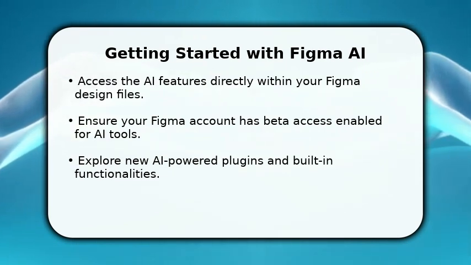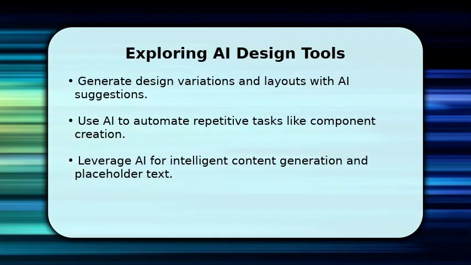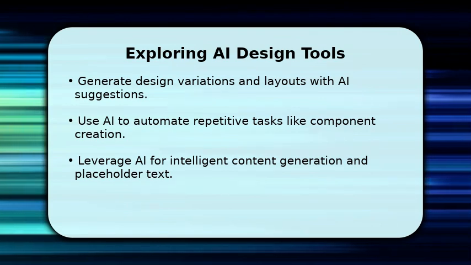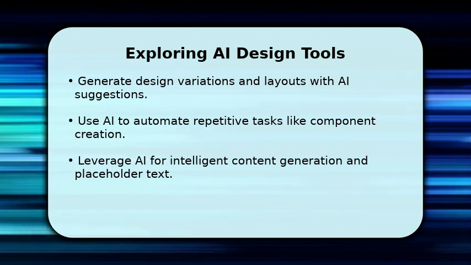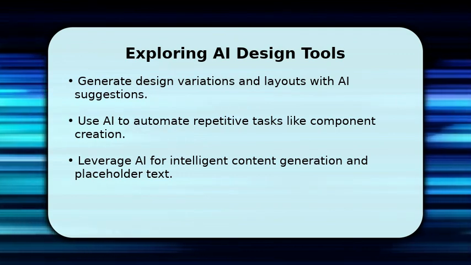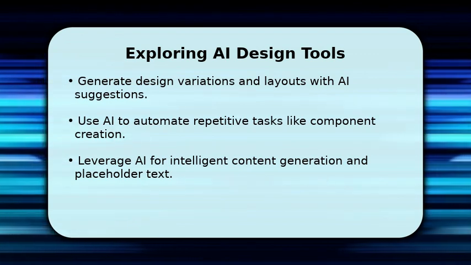Let's dive into the core functionalities. Figma AI offers powerful tools to accelerate your design process. You can generate multiple design variations for a single component or entire layouts, saving significant time. The AI can also automate repetitive tasks, such as creating consistent component sets or organizing your design system. Furthermore, it provides intelligent content generation, helping you quickly populate designs with realistic placeholder text and images. This allows you to focus on the bigger picture.